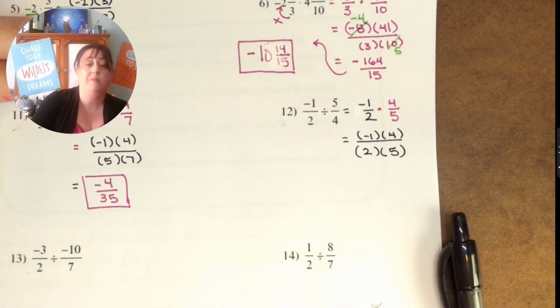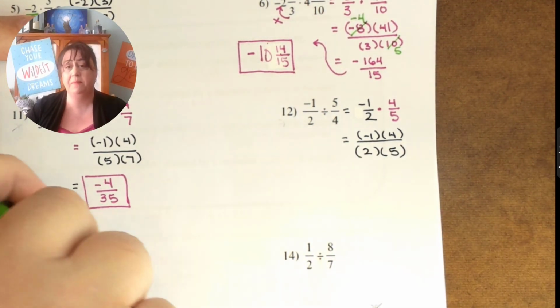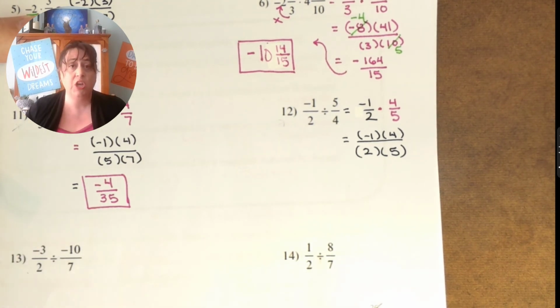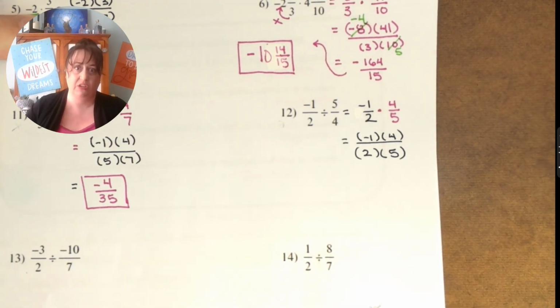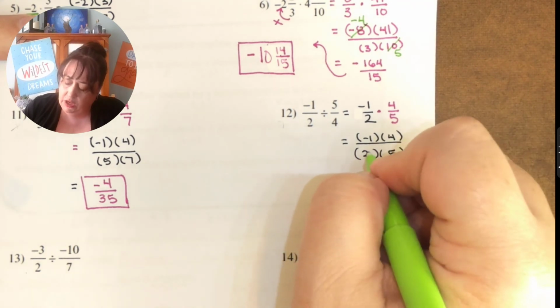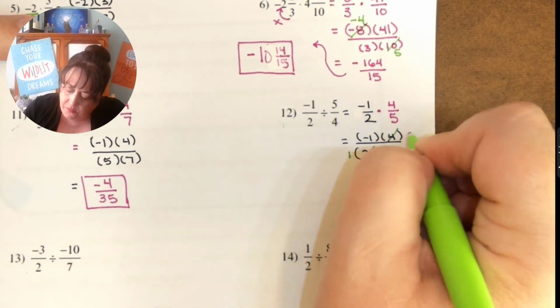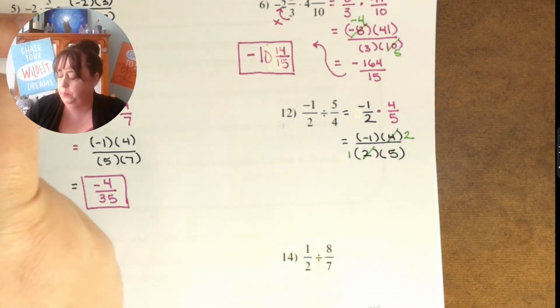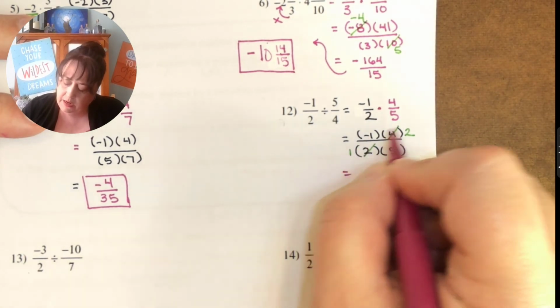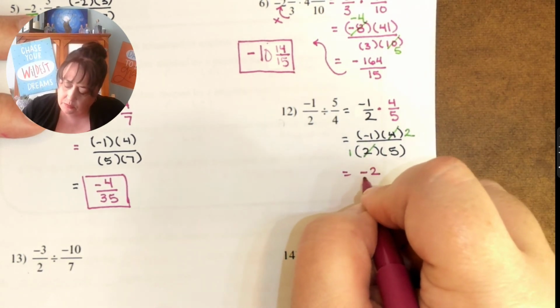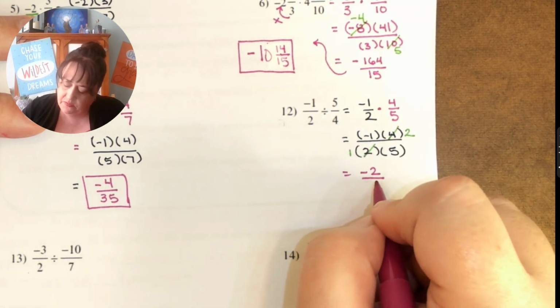This is one of those problems I'm going to do some reducing up front because I don't want to do as much multiplication and then division than I need to. 2 goes into itself once and into 4 2 times. So I end up with -1 times 2 is a -2 and 1 times 5 is a 5.